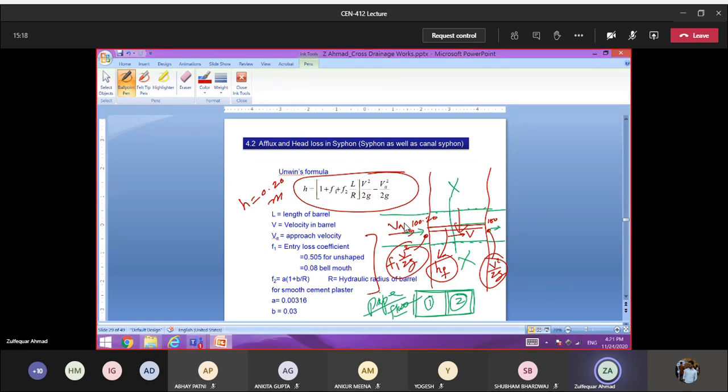So this Unwin's equation is used wherever you have a barrel. You have the entry loss, exit loss, and the loss in the barrel. You can calculate this loss, and you can calculate how much is the heading up of the water in this barrel.